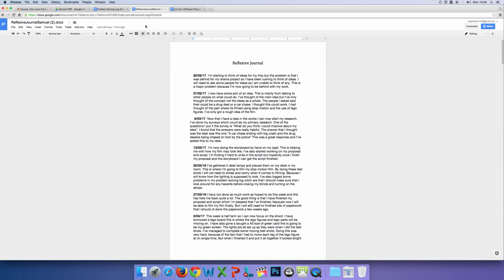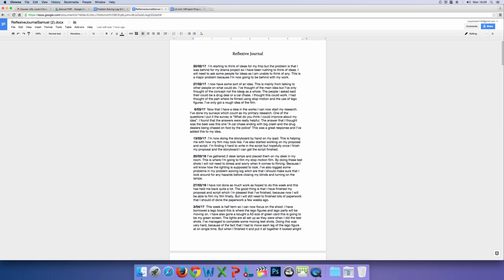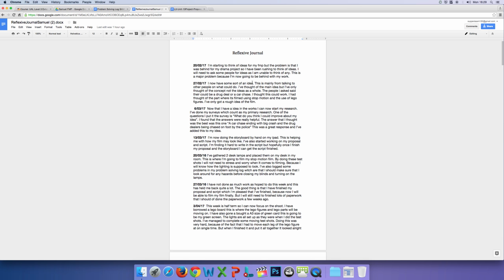Now move on to my reflective journal, and I labelled all the problems I got wrong, and how I didn't have much of an idea when I started. I just wasn't doing any work, and I was just asking people, what could I do? And then I was thinking I'll do a Lego stop motion film.